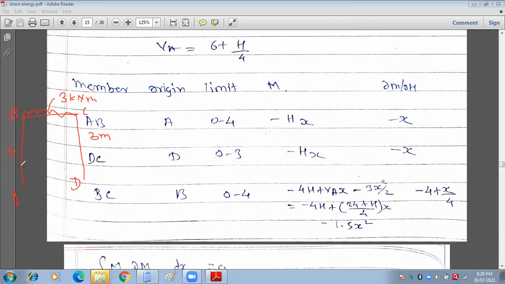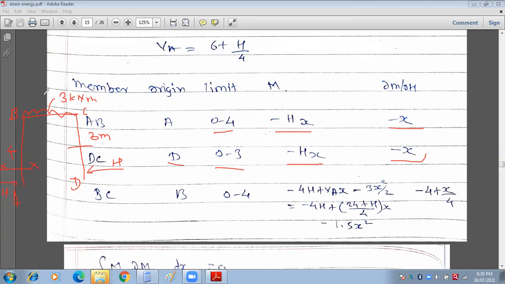For AB, let us consider a section X over here, with limit varying from 0 to 4. The horizontal reaction H into X makes an anticlockwise moment, that's a minus. The partial derivative of this moment with respect to H is minus X. Now the DC portion: let us consider a section with origin at D, limit varying from 0 to 4. Here also there is a horizontal reaction H at distance X, so the moment is minus H into X, and the partial derivative is again minus X.